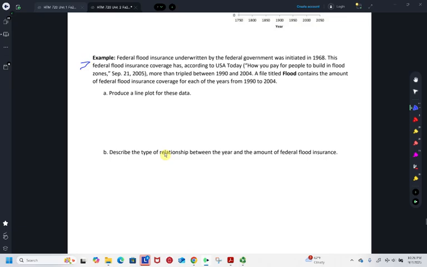Here's an example where we talk about federal flood insurance underwritten by the federal government and initiated in 1968. And the federal flood insurance coverage has, according to USA Today, more than tripled between 1990 and 2004. That was the report. To check if that report is true, we have a file titled What Flood, and I have copied that dataset from this file into our StatCrunch data, and we want to produce a line plot for that data.